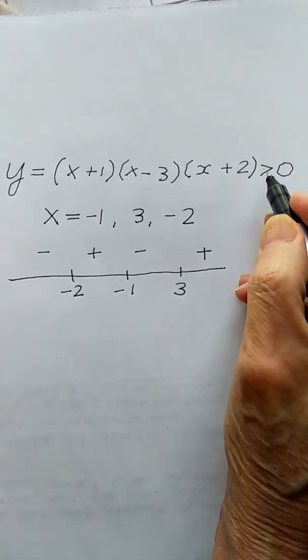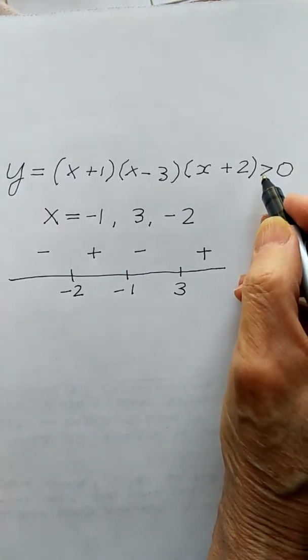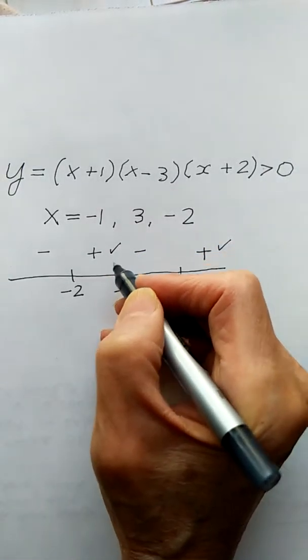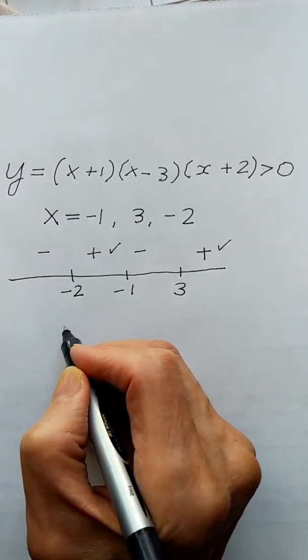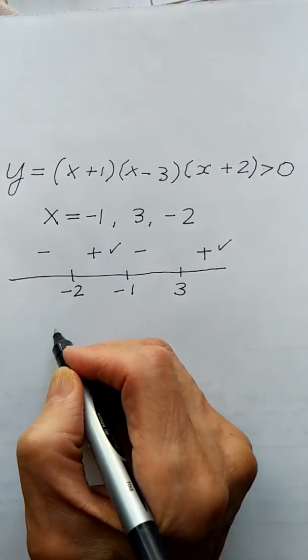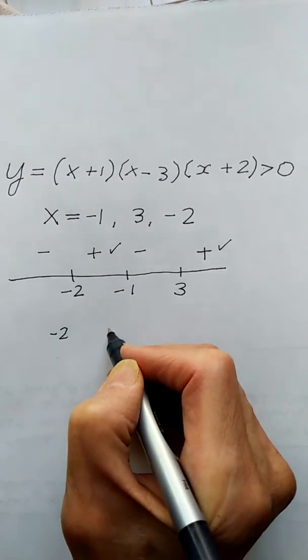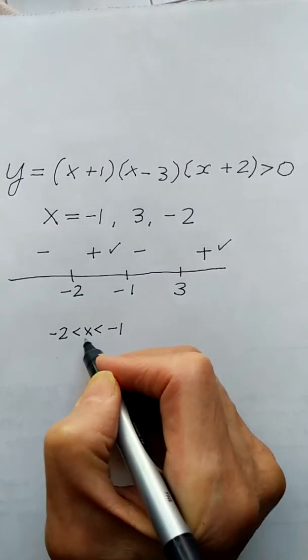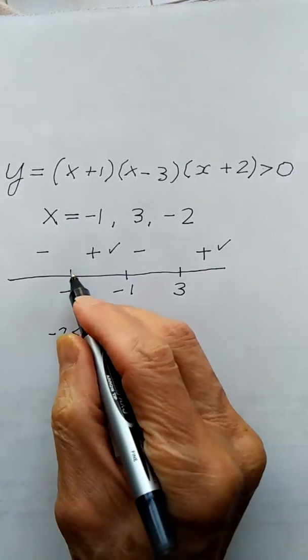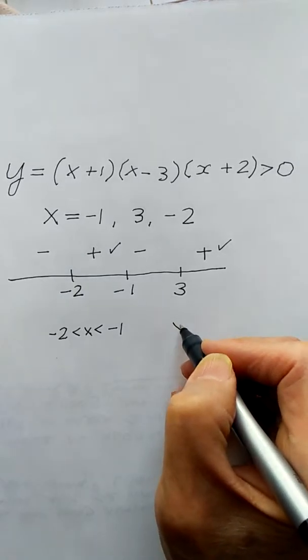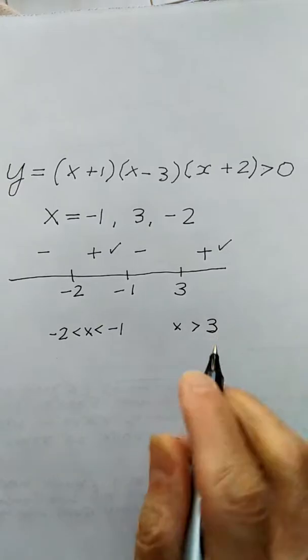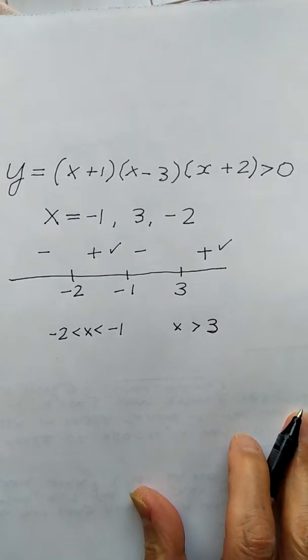What do we want to find? We want to find larger than 0, which means I want positive and positive. Therefore, the answer is this. For this interval from -2 to -1, x is from -2 to -1. So this is my answer for this interval. For this interval, x is just larger than 3. So that's my answer to this problem.